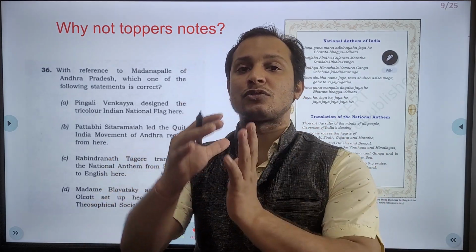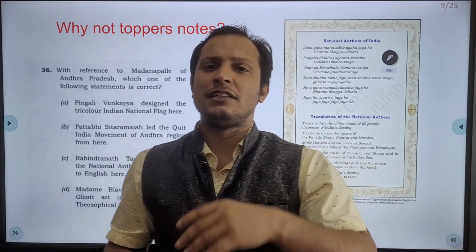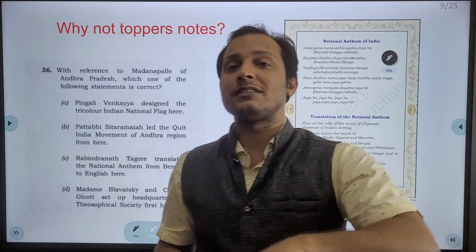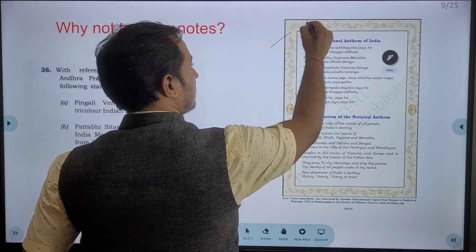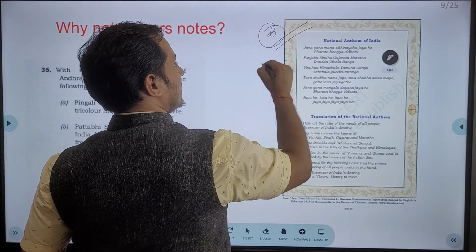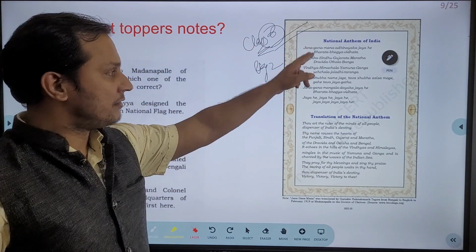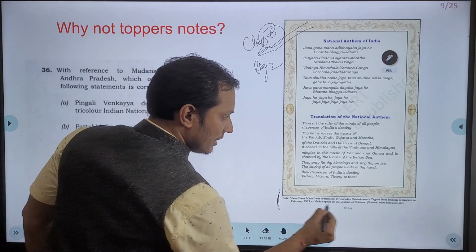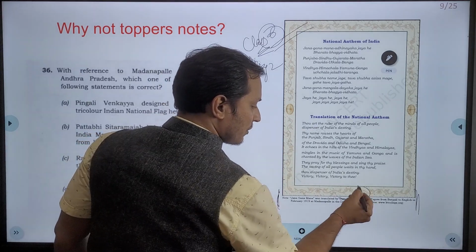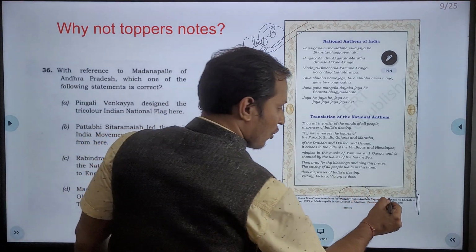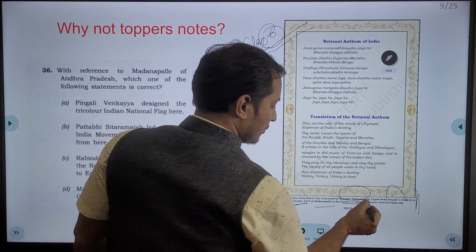So if you read some notes of the toppers, and if those toppers, while making the notes, have ignored some of the facts, assuming that these are not important, but the UPSC asks for those facts, you will miss out. Let me just show you. This is a page from Class 6 NCERT, page number 2. You see the footnote, there is a sentence mentioned that Jana Gana Mana was translated by Gurudev Rabindranath Tagore from Bengali to English in January 1919 in Madanapalle of Chittoor district.